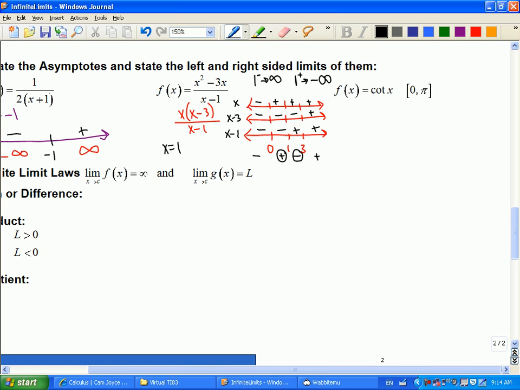Okay, so the next one's kind of a strange one. How would you know cotangent without your graphing calculator? How would you go through this and show your work? Good. So first thing we want to deal with is cosine over sine. Okay. Now we have our two pieces. So here's my number line.